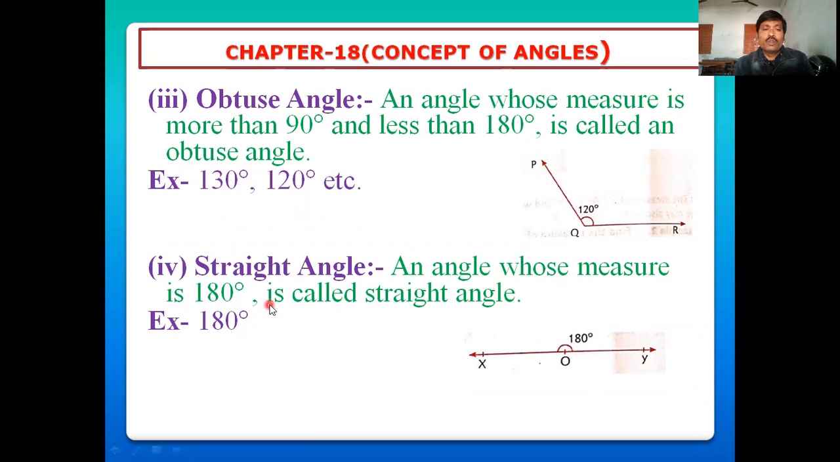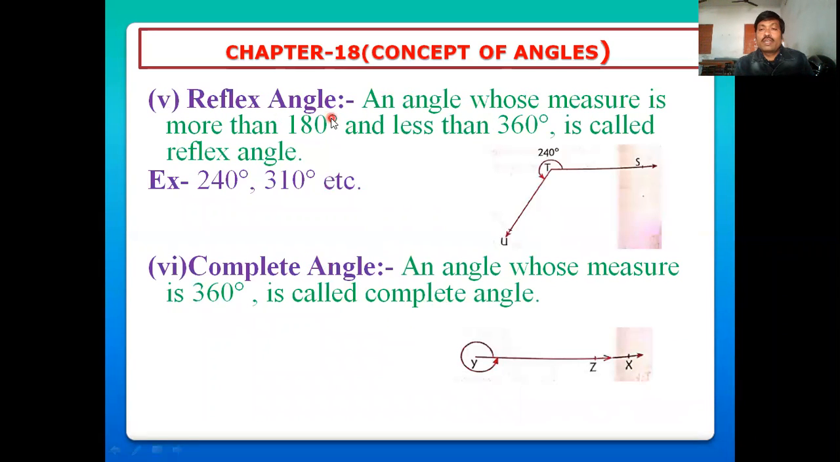Straight angle. An angle whose measure is 180 degrees is called a straight angle. What is straight? Straight means straight. Here X, O, Y is the straight angle, and it makes an angle of 180 degrees.